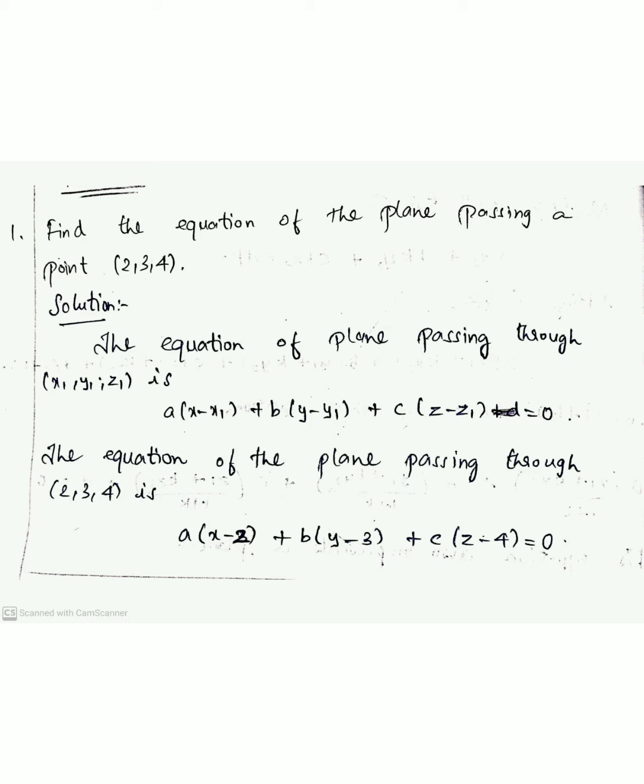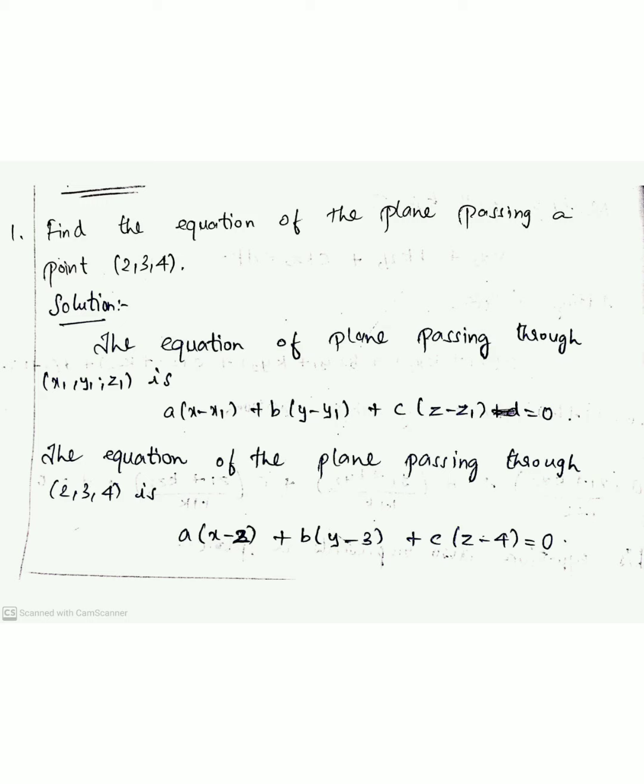Take this example. Find the equation of the plane passing through a given point (2, 3, 4). We already know that the equation of any plane passing through a point (x1, y1, z1) is a(x - x1) + b(y - y1) + c(z - z1) = 0. You take the general equation. In this problem they have given one point (2, 3, 4). Let us take this point as (x1, y1, z1).